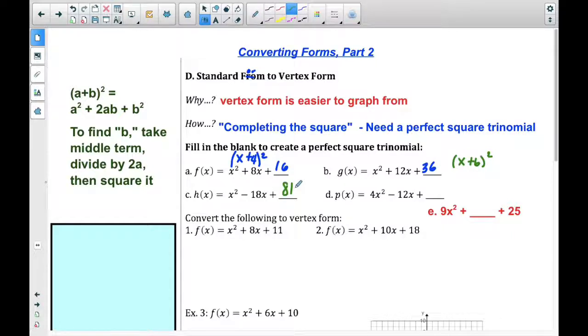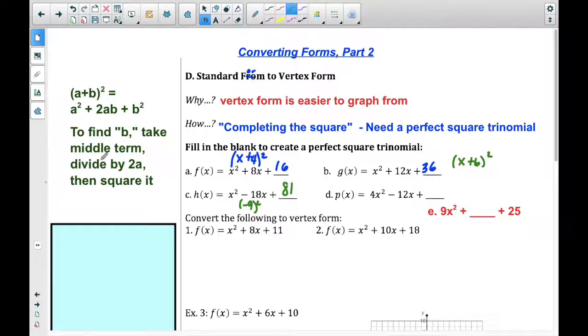Okay, half of 18 is 9. 9 squared is 81. Now, there is a negative there, but negative 9 to the second power is positive 81. If your negative is inside those parentheses, negative 9 to the second power is positive 81. Those first three examples, none of them had a leading coefficient. So now on example D, I'm introducing that leading coefficient. And what do we do now?